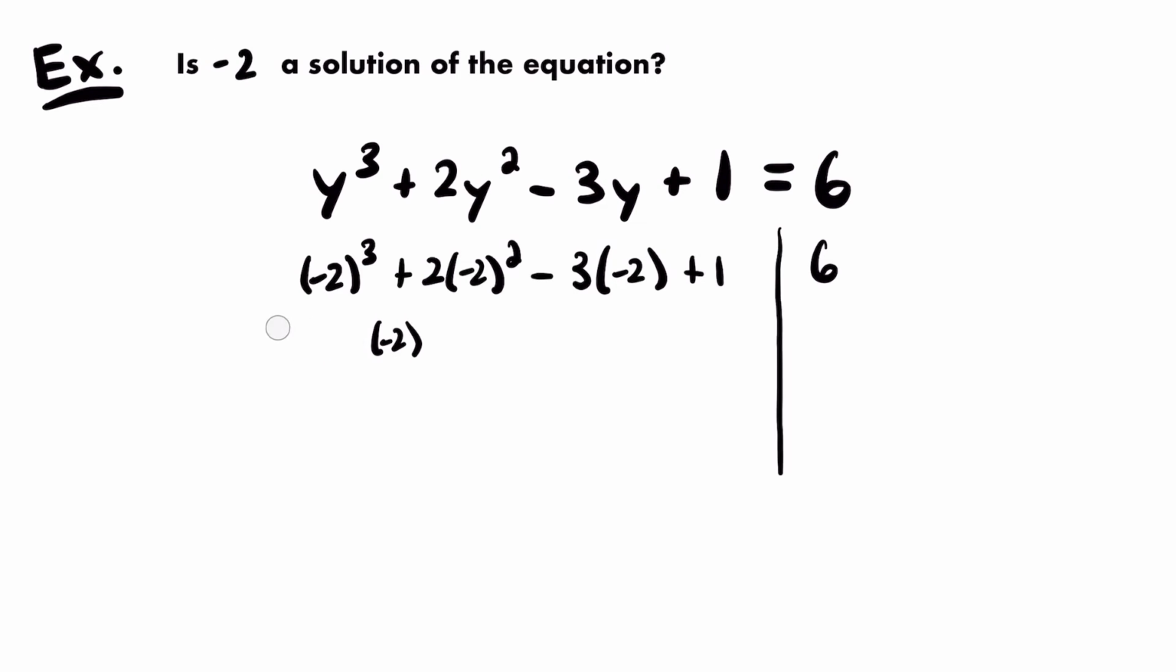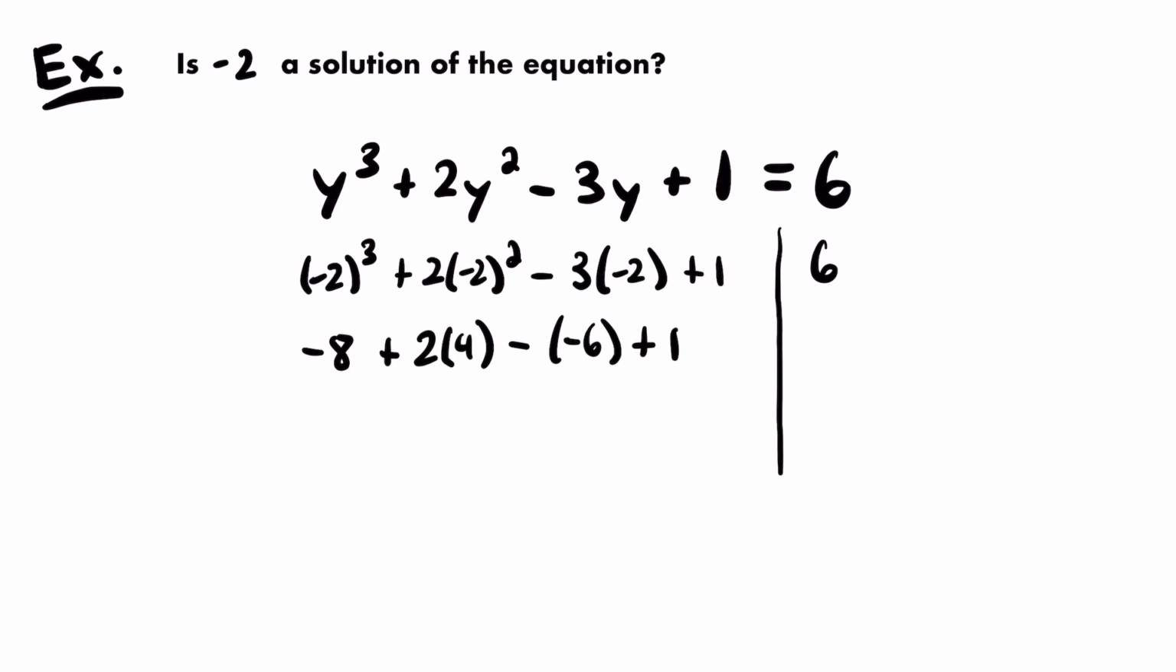All right, so -2 cubed is -8. And then we have plus 2 times -2 squared. And we're going to simplify the exponent first. -2 squared is +4. So we get 2 times 4. And then we are subtracting 3 times -2, which is -6. And then we have plus 1.